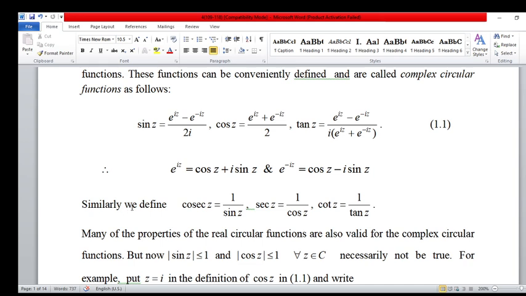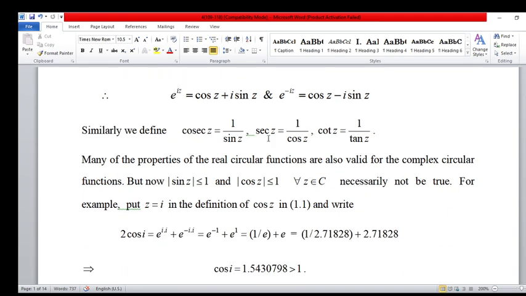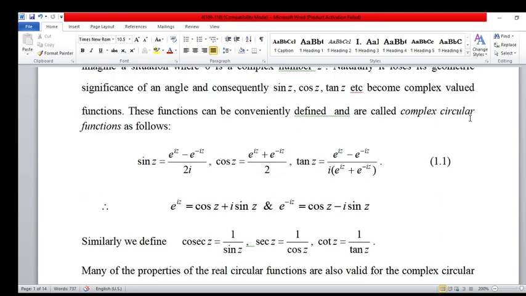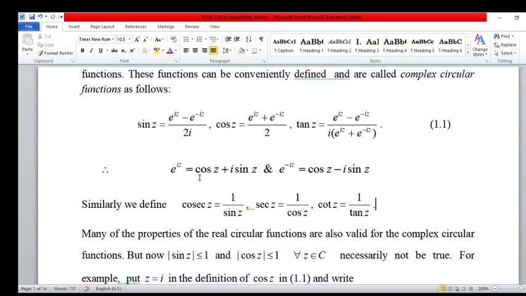Similarly, we define cosec z as 1 upon sin z, sec z as 1 upon cos z, and cot z as 1 upon tan z. The value of cosec z has 2i in the numerator, sec z is 2 upon the sum of exponentials, and cot z has i with the numerator and denominator interchanged. So these are the complex circular functions.